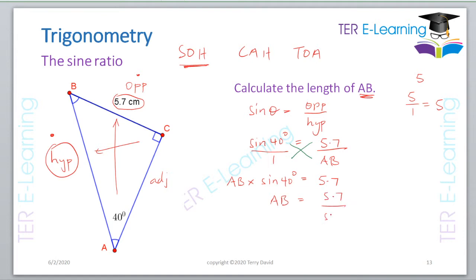So AB is equal to 5.7 divided by sine 40 degrees, right? We're just going to use our calculator. So 5.7 divided by sine 40 degrees, and you're going to get 8.87. So we're going to get 8.87 centimeters. All right, so let me see what you all put.